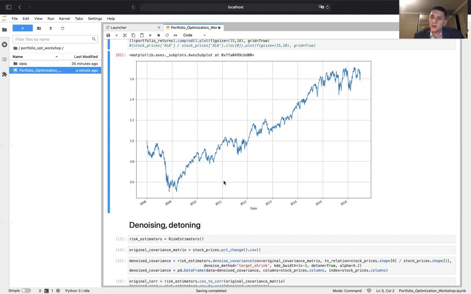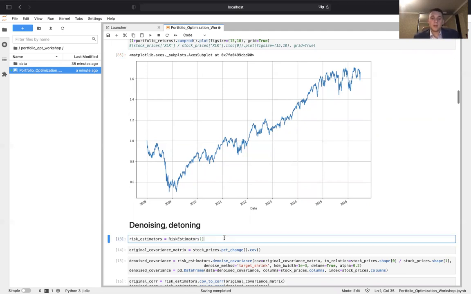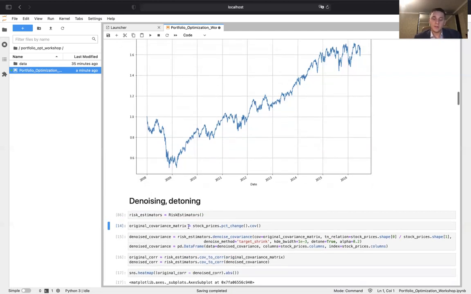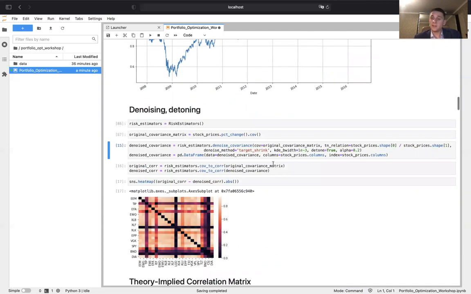So let's take a look at how the portfolio functions work to solve this particular problem. Denoising and detoning functions are implemented in the risk estimators class. So now let's find the original covariance matrix. So we find the covariance of our stock prices percent changes. And now let's take a look at how denoising works.